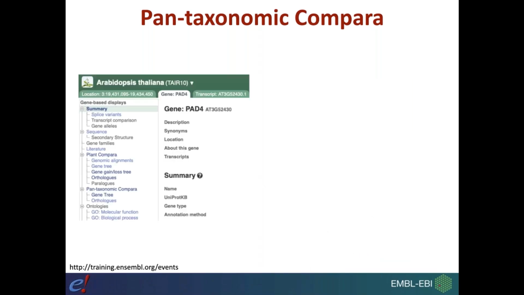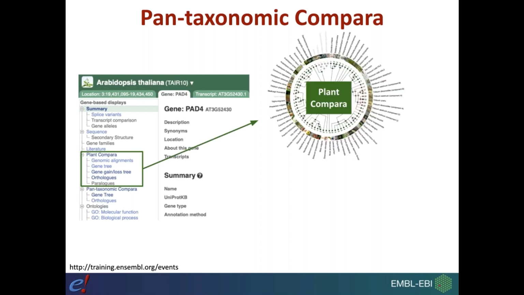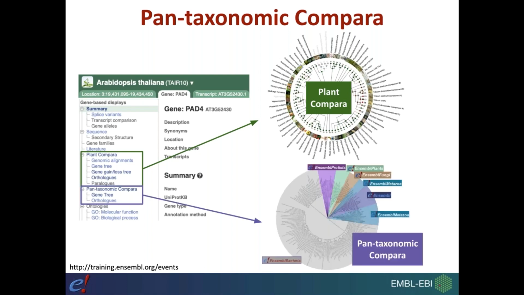Where can you find these two different levels? This is an example for a plant, Arabidopsis thaliana. And if you look at this screenshot here, we are in the Gene tab. And on the left-hand side in the menu, we have one section for plant compara, where you can find alignments, gene trees, and homologs. And just below that, there's another section for pan-taxonomic compara, where we have gene trees and orthologs across different species sets for a wider range of taxa.